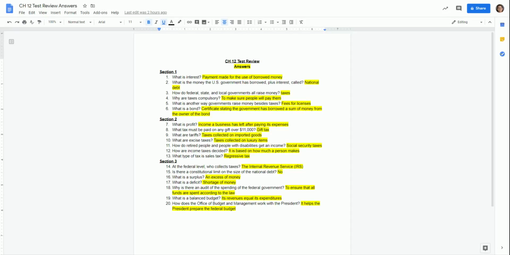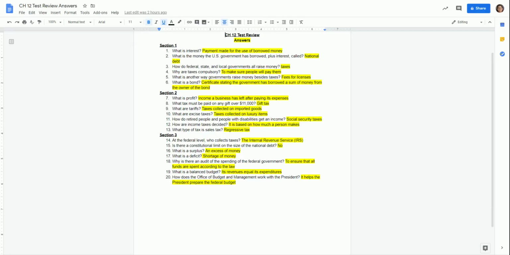And then number 12, I just wanted to explain how our income tax is decided. Well, income taxes depend on how much you make. How much you make in your job will determine how much you get charged in taxes. Your income taxes are not the same because everybody makes a different amount of money, and it wouldn't be fair to charge someone a large amount of taxes if they don't make as much money. So that's why it varies from person to person.